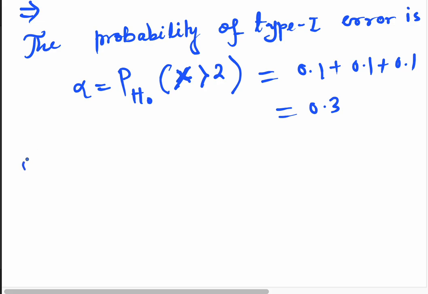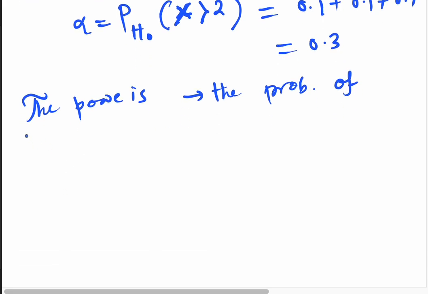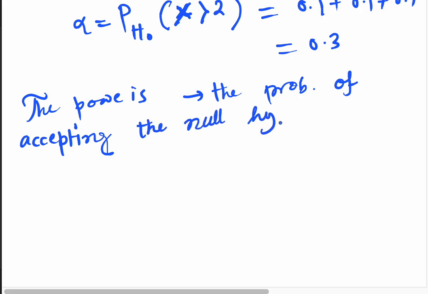Now the power is the probability of rejecting the null hypothesis when it is false.